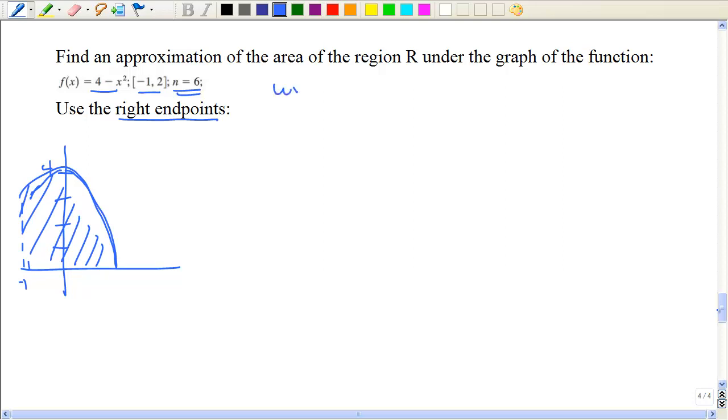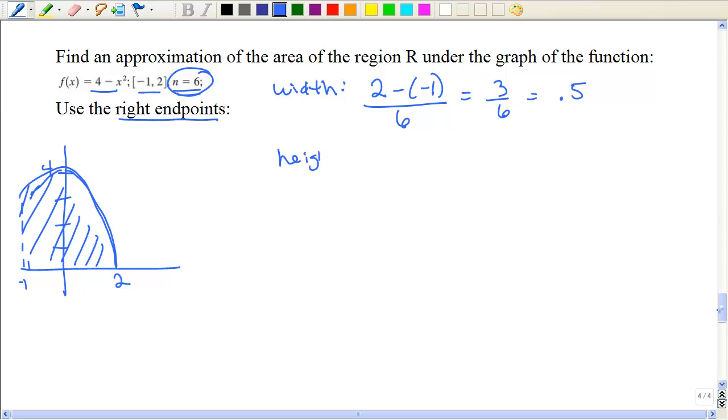All right, so first of all, to determine the width, you want to take the right endpoint of your interval, which is 2, and subtract your left one, which is -1, and divide by n. So that's 3/6 which is 0.5, and it's okay to use decimals.